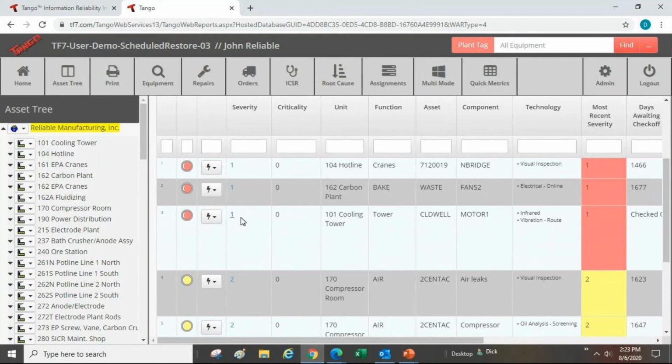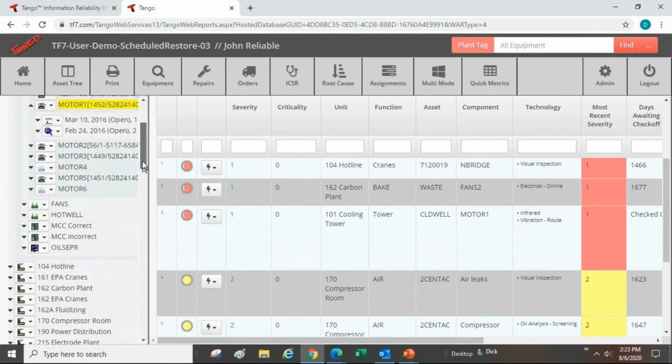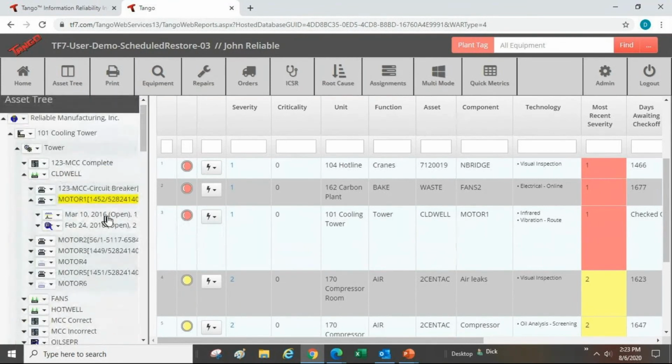Again, this is just to show you how all of this information is against this location called the 101 cooling tower unit, the tower functional service area, the cold well asset, and the motor number one base plate. If I look at the location hierarchy on the left by locating in tree, we're going to see that in fact this cold well has not just one motor, but it has a motor 1, motor 2, motor 3, all the way to a motor 6 base plate.